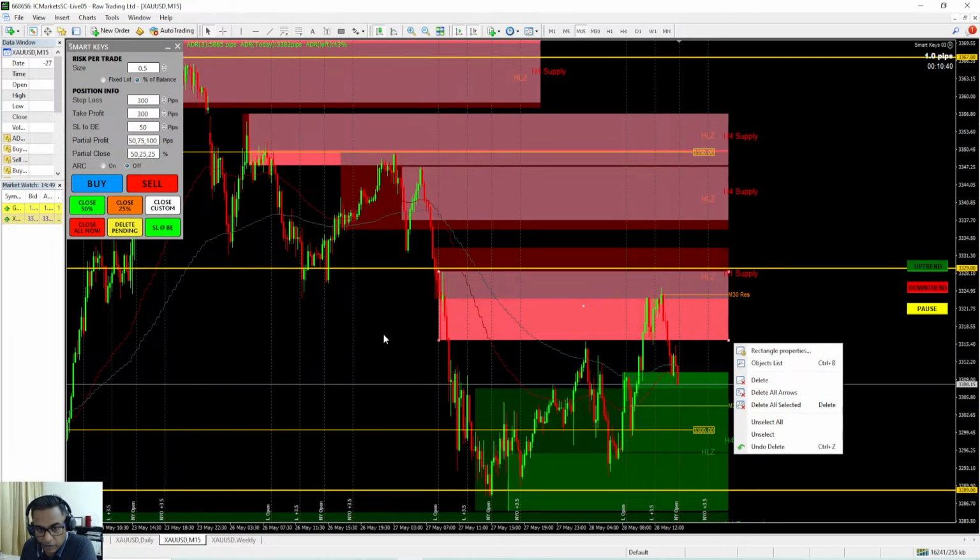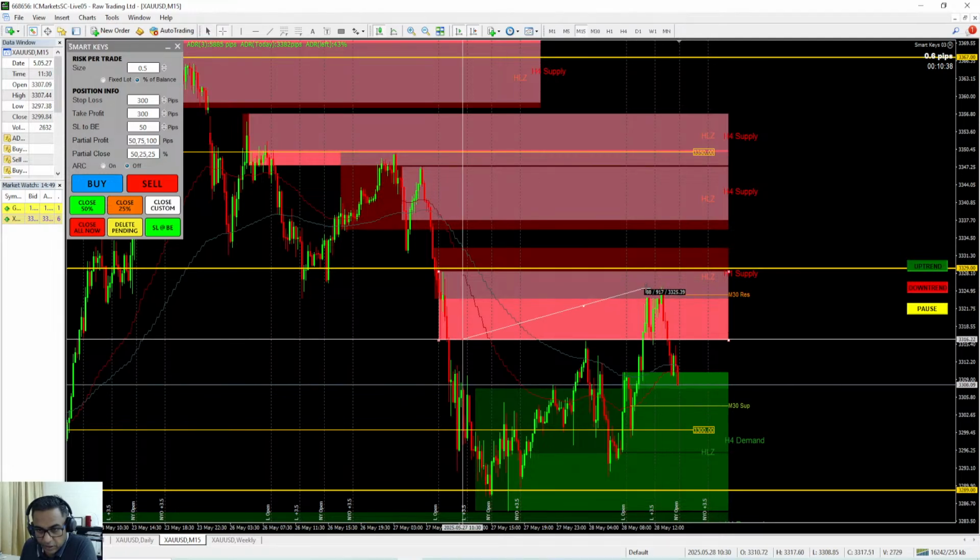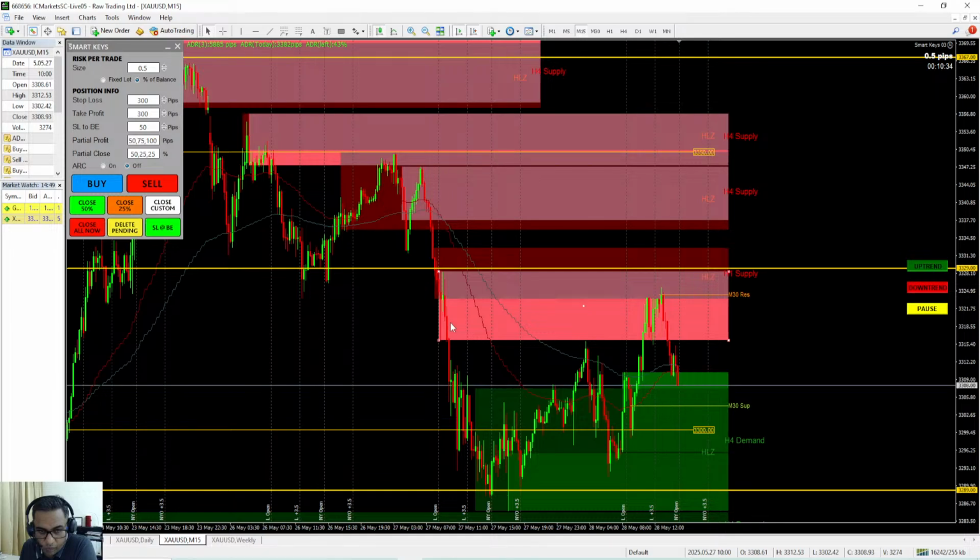No. I'm going to get rid of that because price has come deep into it and it's outside the zone. Yeah, makes no sense. The weekly SR level, we'll consider that as the liquidity level. This is outside the zone and price has already come deep into it.